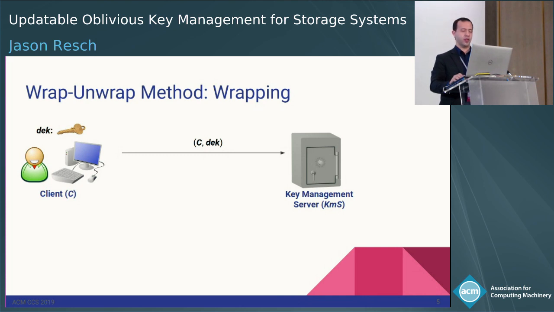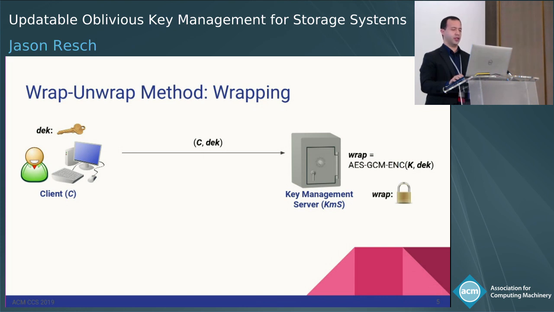When the request is received by the KMS, before the KMS processes it, it will authenticate the client. And if it's valid, it will process the DEK and create what's called a wrap. The wrap is the DEK encrypted under a client master key designated by K. K is held by the KMS server on behalf of the client, often in an HSM. Once it's generated, it's not stored by the KMS, it's just returned in the response back to the client.